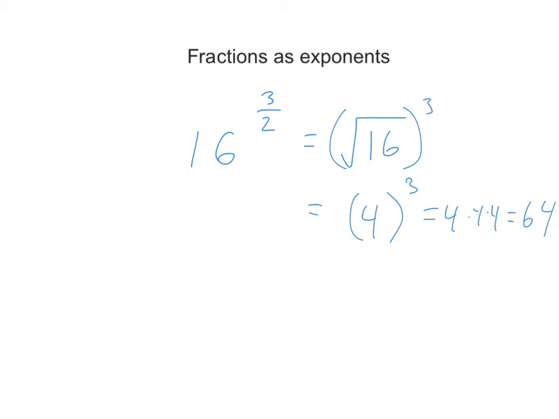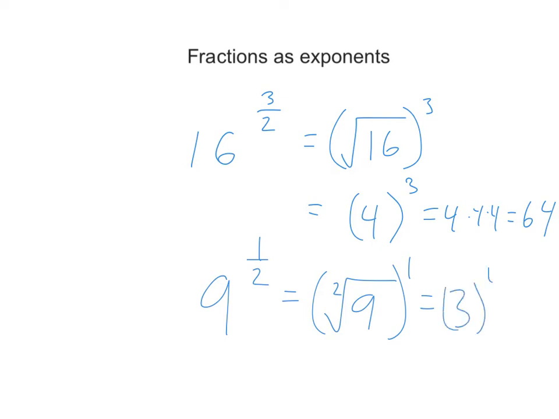I didn't mention that on the first problem I did. The first problem I did was 9 to the 1/2 power. I didn't really need to mention it because the 2 did mean a square root of 9, but if I put an exponent of 1 out there, that just really doesn't do anything. That's still going to give me 3 to the 1 power, which of course just gives me 3, so I didn't need to mention it before.